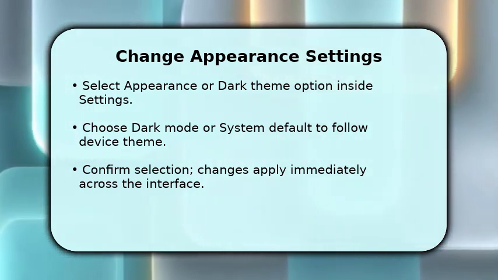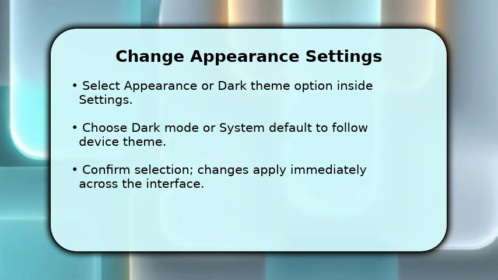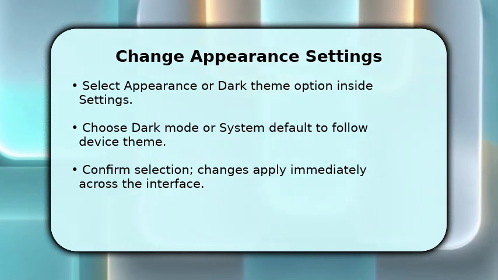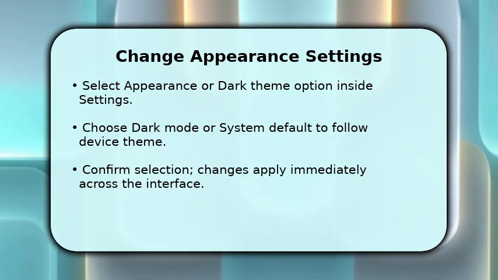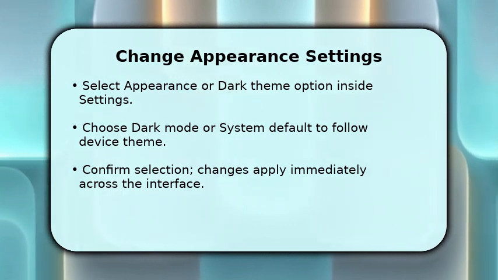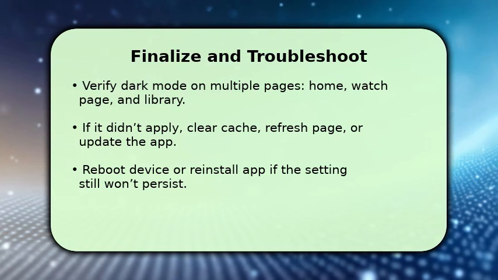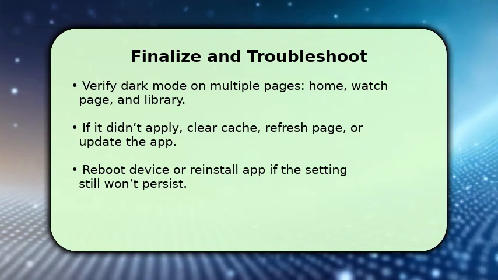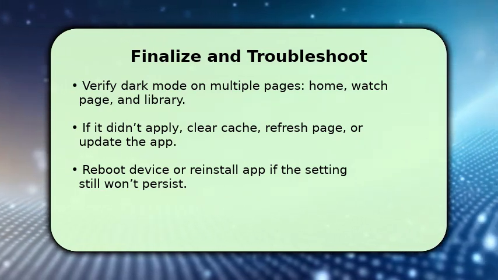Changes generally take effect immediately, transforming backgrounds, player controls, and menus to reduce glare and save battery on OLED screens. After selecting Dark Mode, navigate through the Home, Watch, and Library pages to confirm the theme applied everywhere.